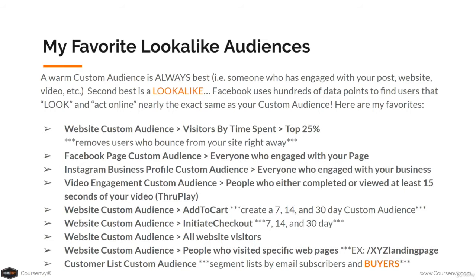So one of my favorites: website custom audience, visitors by time spent, top 25%. This removes users who bounce from your site right away. I don't want people who see my site or read for 2 seconds and then leave. I want to be focused on the people who are reading those long blog posts, engaging with videos and content, spending the most time on my site.